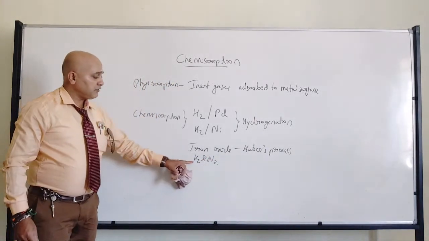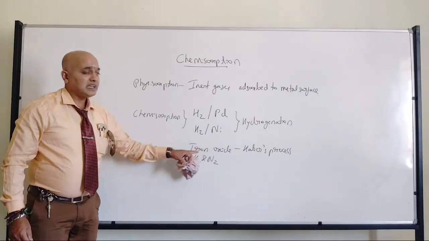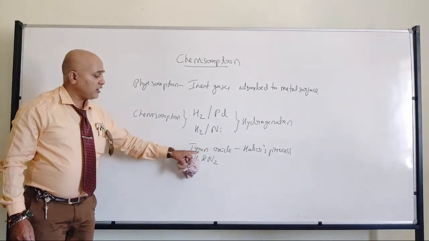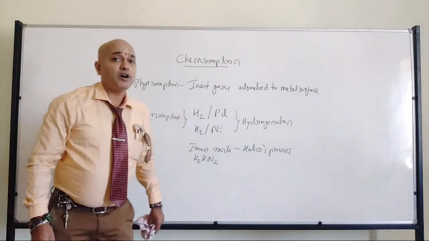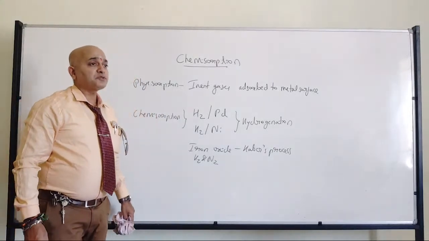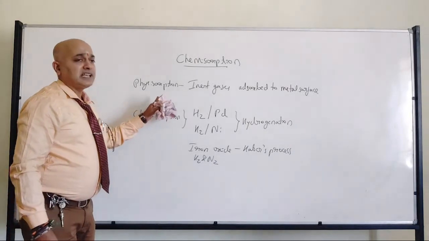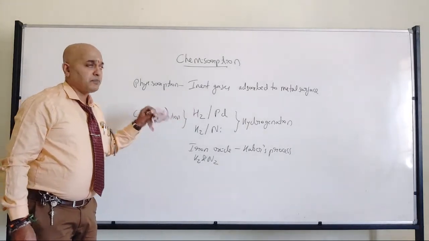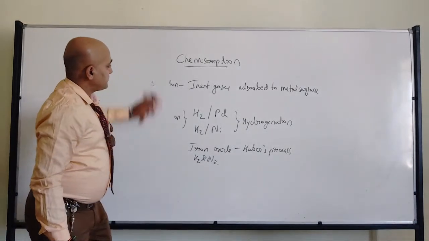So there will also be interaction between these gaseous molecules and the metal. Here it is metal oxide, here it is metal. They are all examples for chemisorption. So these are some of the examples for physisorption and chemisorption.